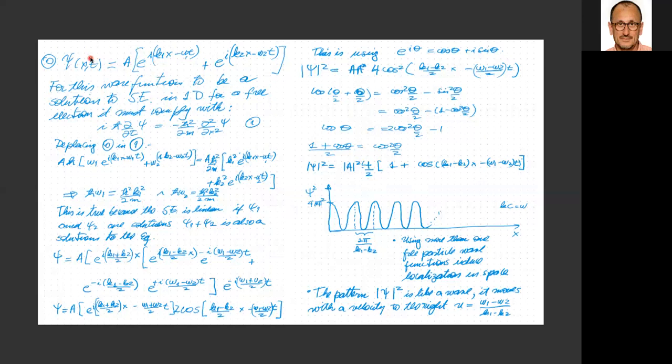Because essentially, if I want to see localization, I have to take this, multiply by the complex conjugate, and see how the function looks in space. If I have regions of space where there is higher probability for the particle to be than others, which is not the case for a free particle with a single momentum, it should be true for a combination of two free particles with different momenta. Okay, in order to comply with the uncertainty principle.